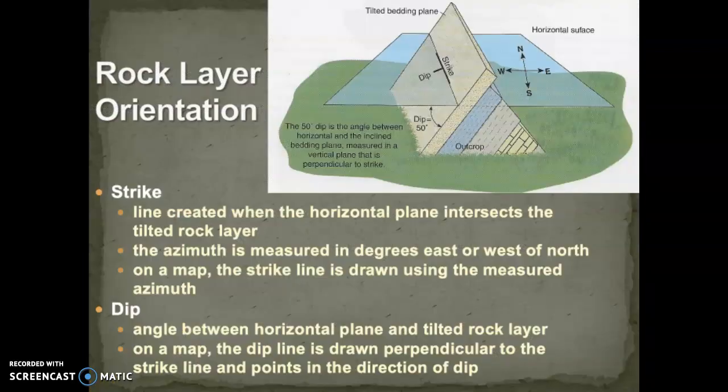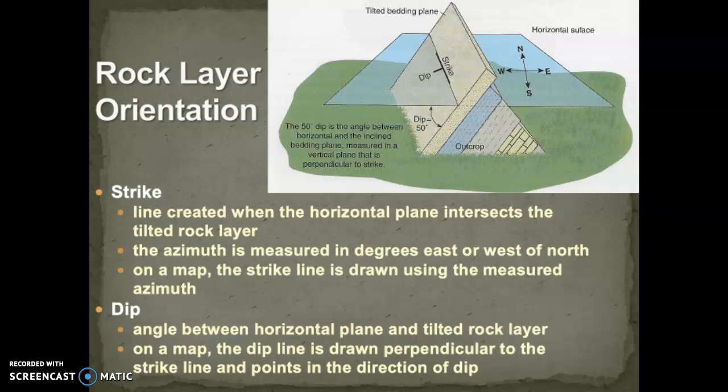So for the geologist, the first thing we want to do is be able to describe the orientation of the rock layers. Since they are originally deposited flat lying and horizontal, what we do is we compare them to that original flat horizontal surface. And in geometry, when two planes intersect, you get a line. In this case, that line is what we call the strike line.